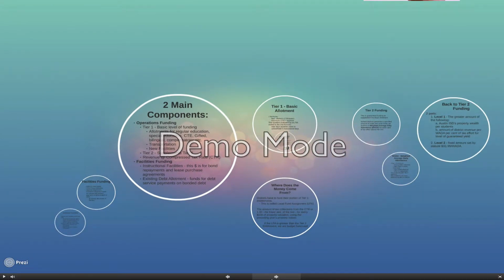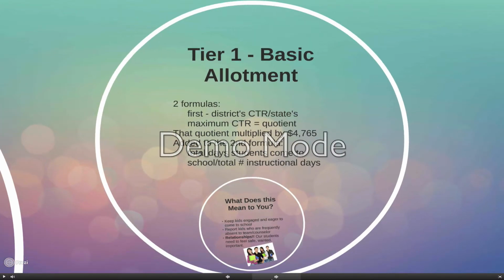Let's look at our Tier 1 basic allotment a little bit closer. The basic allotment is comprised of two formulas. First, the district's compressed tax rate is divided by the state's maximum compressed tax rate. This gives us a quotient. That quotient is then multiplied by 4,765.